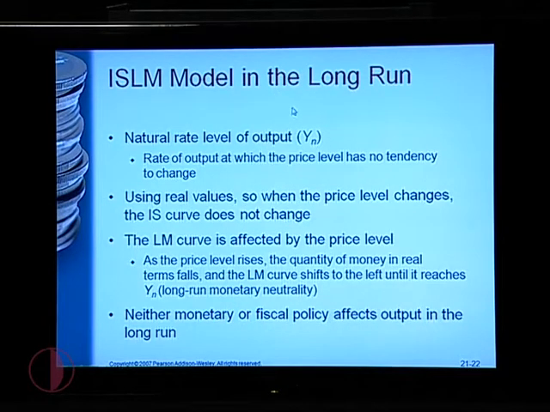ISLM model in the long run. The natural rate of output is the level of output at which the price level has no tendency to change, using real values. When the price level changes, the IS curve does not change, but the LM curve is affected by the price level. As the price level rises, the quantity of money in real terms falls, and the LM curve shifts to the left until it reaches the natural level of output, that is long run monetary neutrality. Neither monetary nor fiscal policy affects output in the long run.